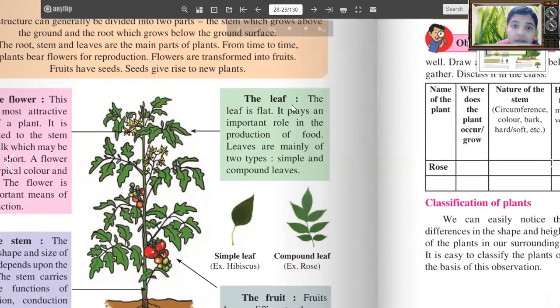The leaf. The leaf is flat. It plays an important role in the production of food. Leaves are mainly of two types, simple leaves and compound leaves. This is a simple leaf and this is a compound leaf.